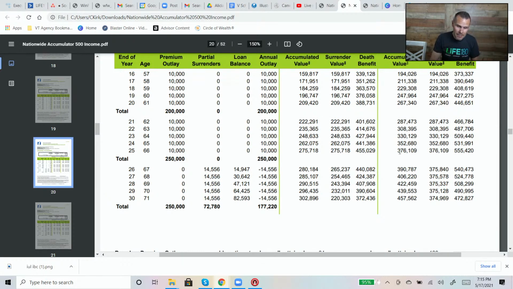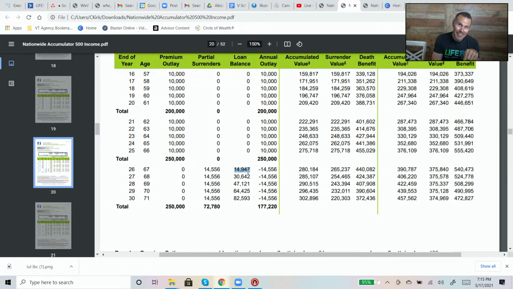But let's take it the next step further. What they're going to do is show you 14,556. This is a loan. This is showing income, because I'm taking a loan against the policy for income. And so the loan balance is 14,947. Why? Because I'm having to pay interest on that. And so that is what it is. But here's the bottom line. This is assuming a 5% current interest rate on your loans.